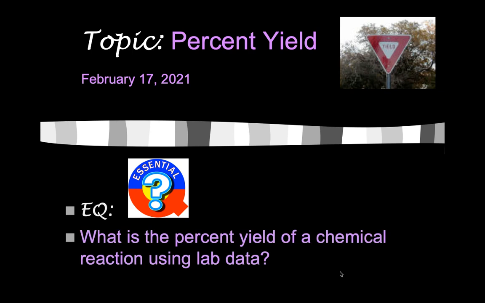So, percent yield is something where you are looking at what you thought was going to happen compared to what actually happened. So that's why you'll always need lab data or given lab data in order to calculate something called percent yield. So finish up setting up your focus notes, and when you're ready, continue the video.